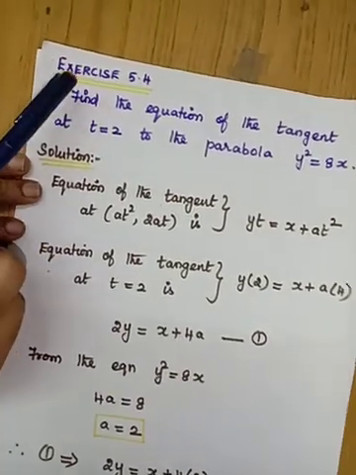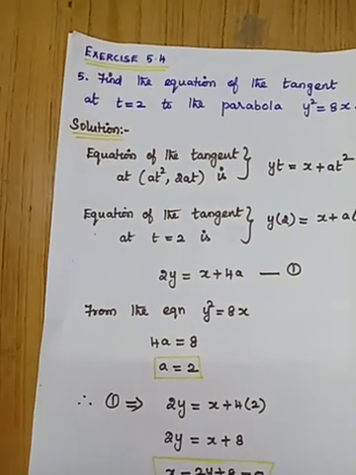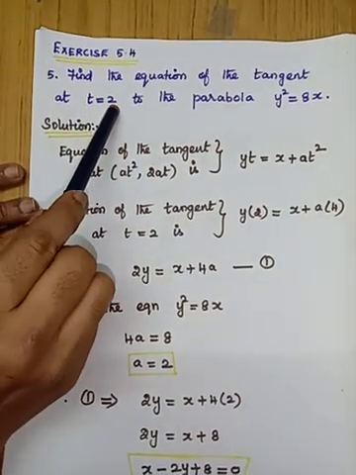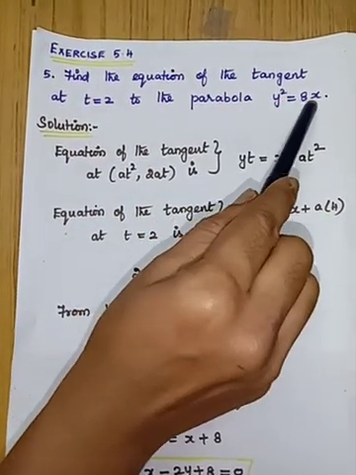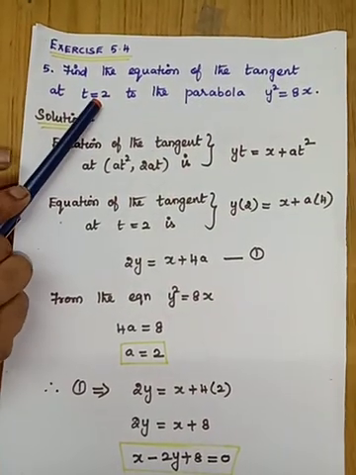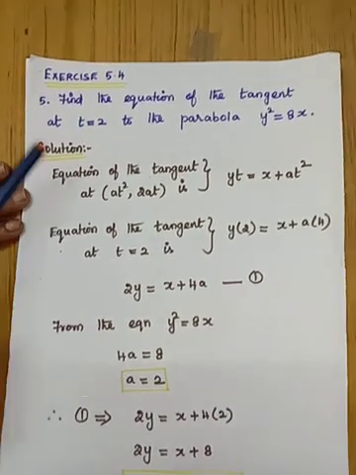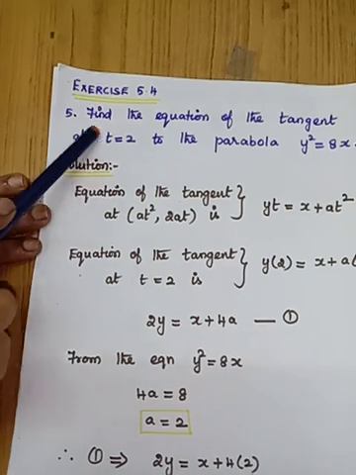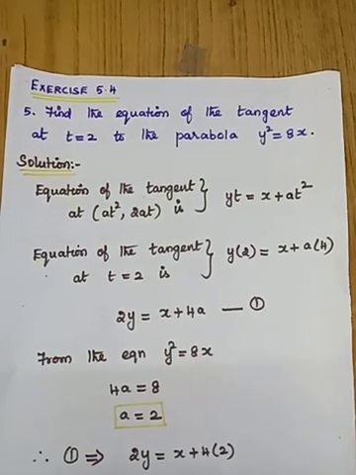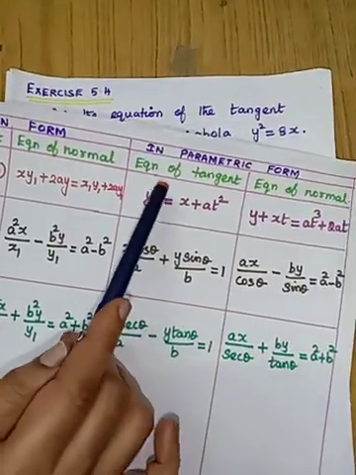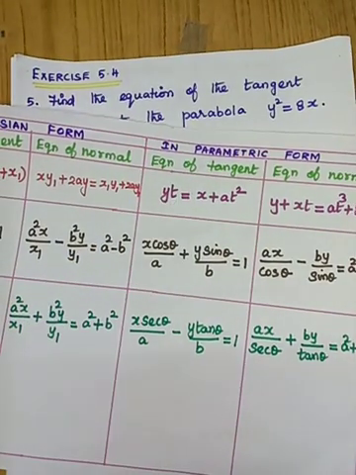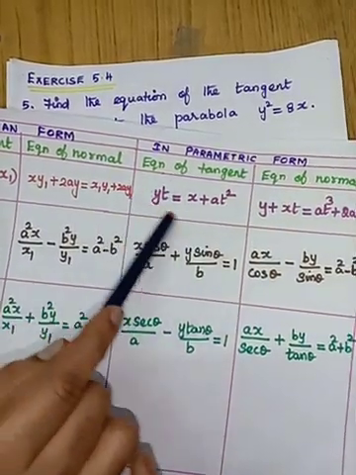So we are moving to the exercise 5.4, fifth problem. Find the equation of the tangent at t is equal to 2 to the parabola y squared is equal to 8x. Okay, so you see that at t is equal to 2, we can draw only one tangent. So it is given in terms of parameter. So we can use the parametric form of equation of the tangent. So see that this is the parametric form of equation of tangent to the parabola. So this formula only I have used here.